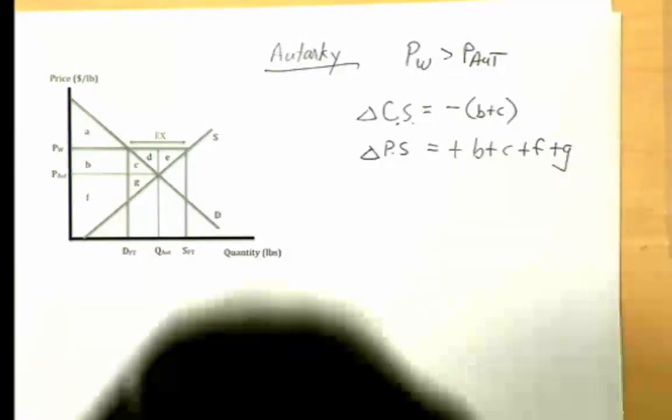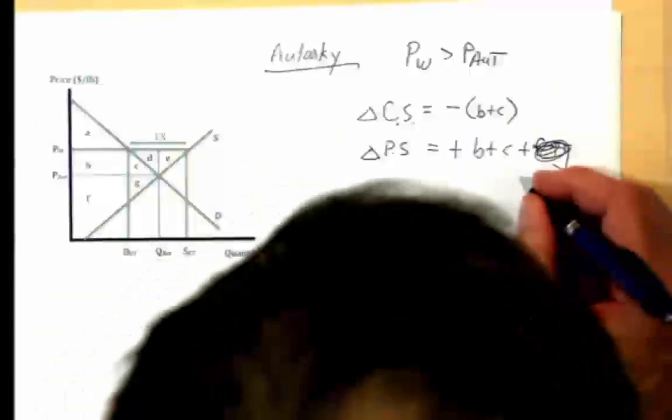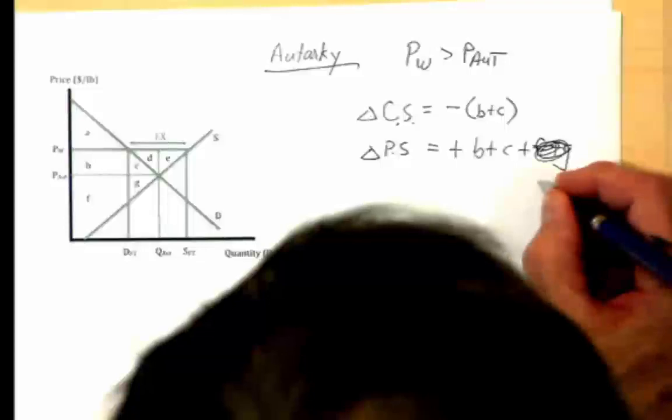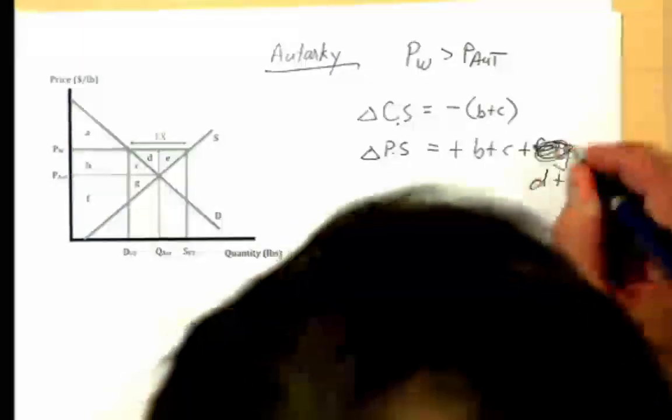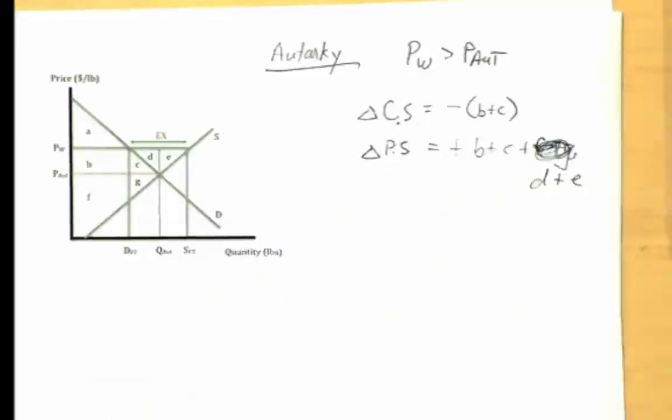I'm sorry. B, C, I'm doing the wrong thing. I'm not looking at the graph when I'm writing it. B, C, D, and E. Producers benefit. They get more profits.